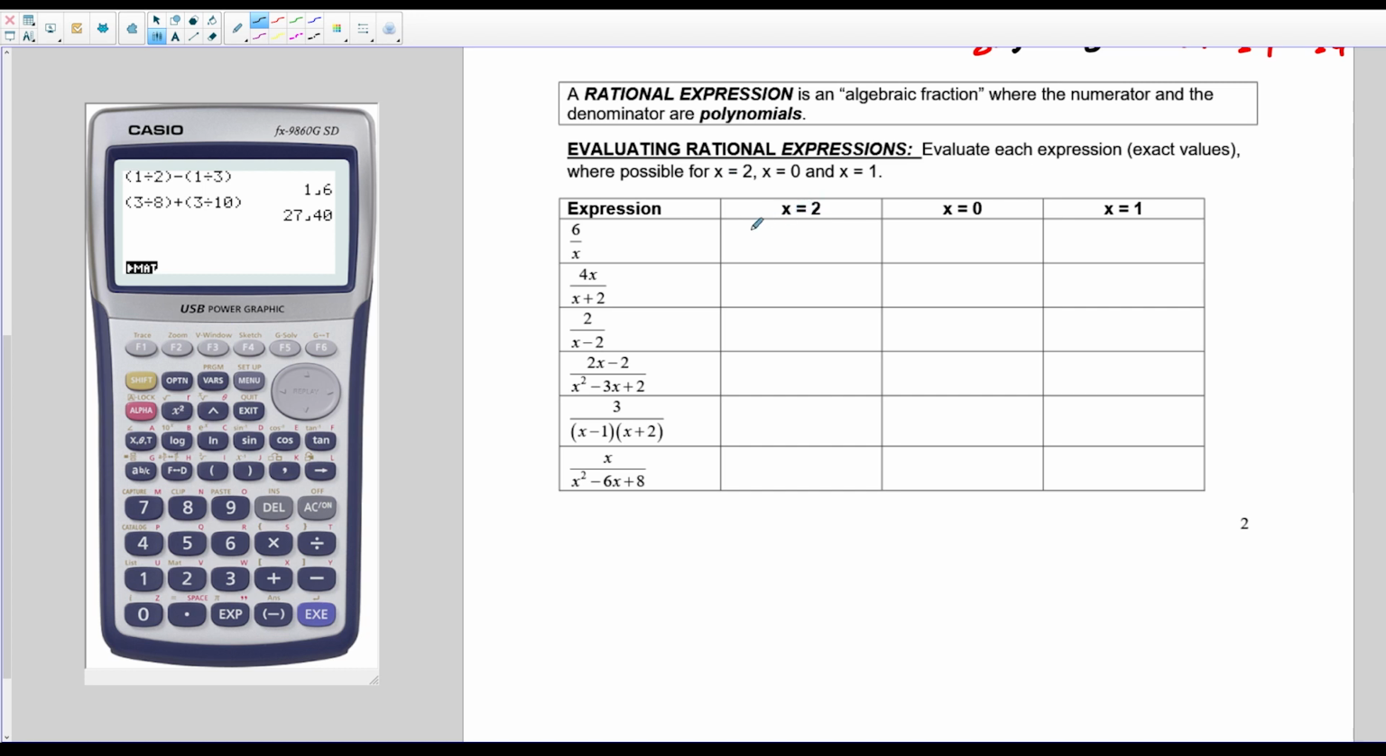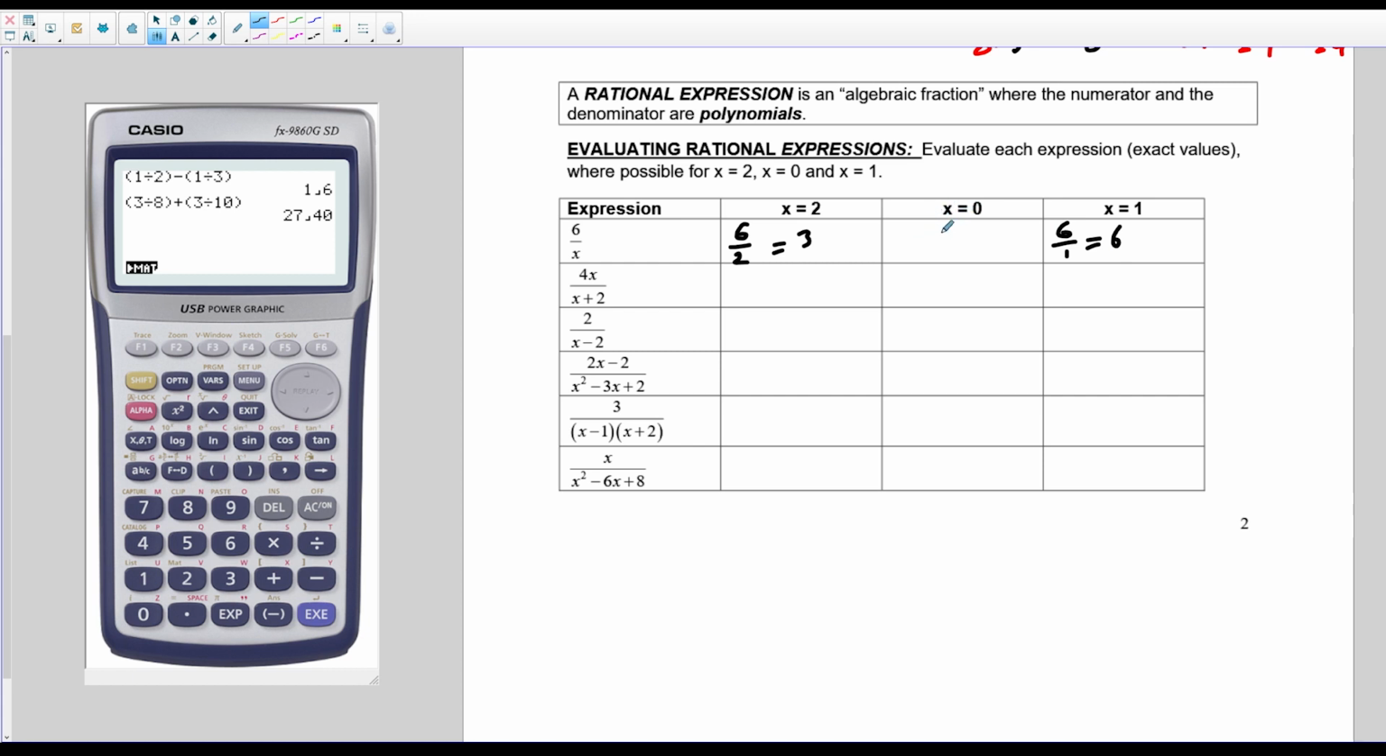So first of all, when we have x is equal to 2, it's now going to be 6 over 2, which gives us 3. Pretty straightforward. Let's skip ahead to this one here. If I have 6 over 1, that just gives me 6, nothing too crazy.